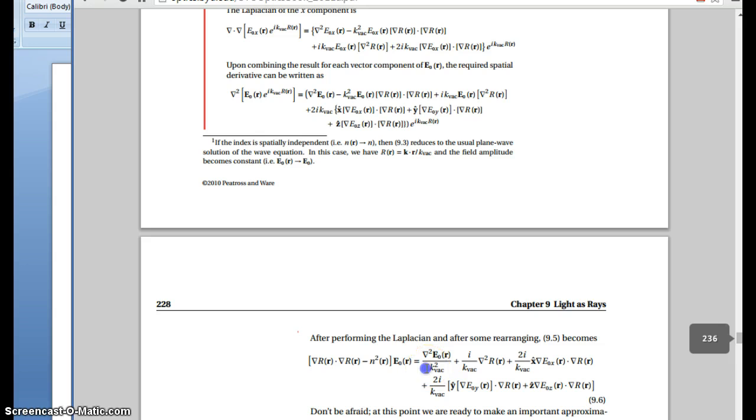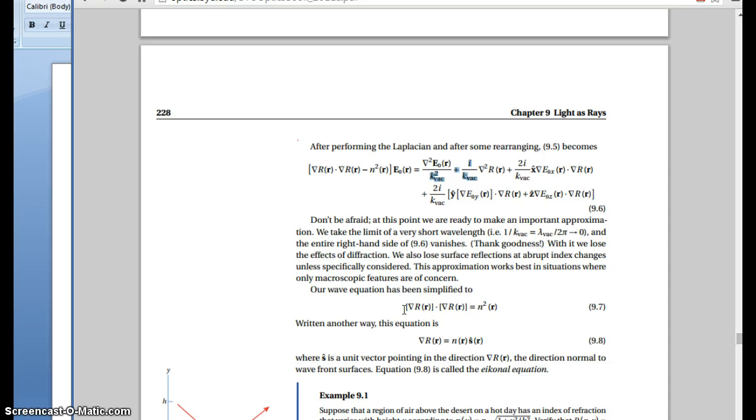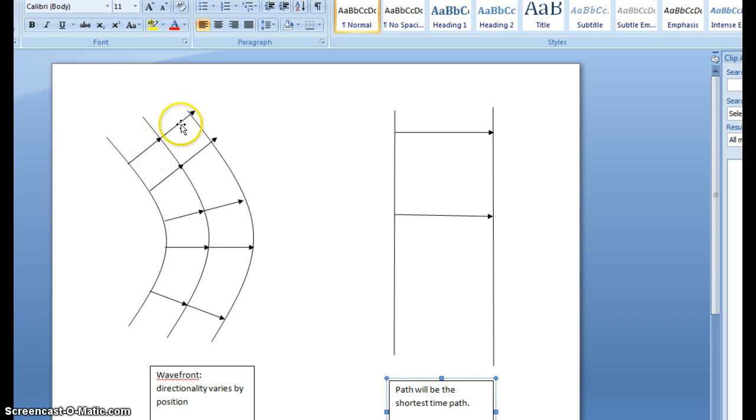Where were they? Well, there we go. All of those, which are ugly, ugly, ugly, now go towards 0. So then that leaves us with what is the Eikonal equation, which is this right there. So it's the gradient of r equals n of r, and this s of r is a pointing vector, pointing in the direction of the gradient, which is these lines, those arrows there.